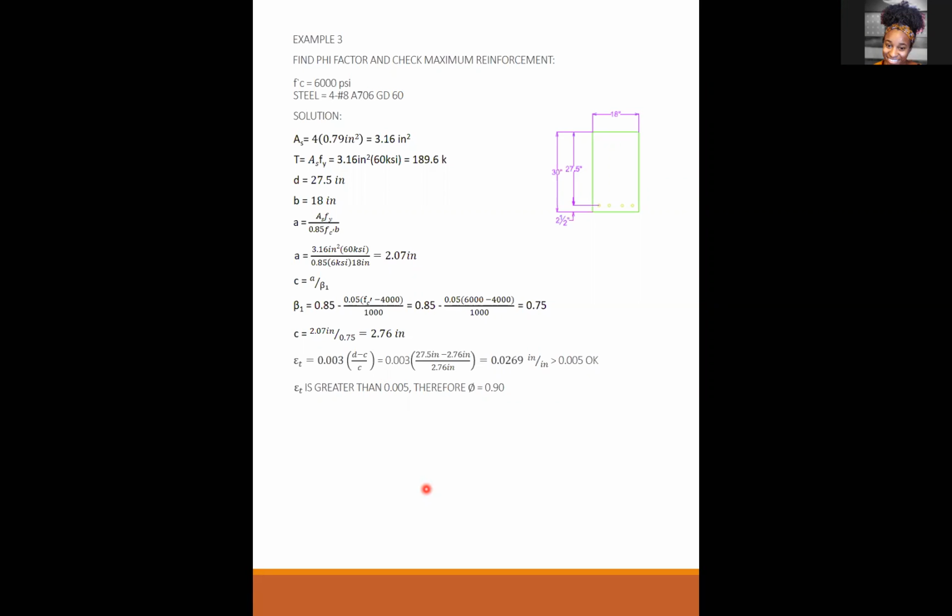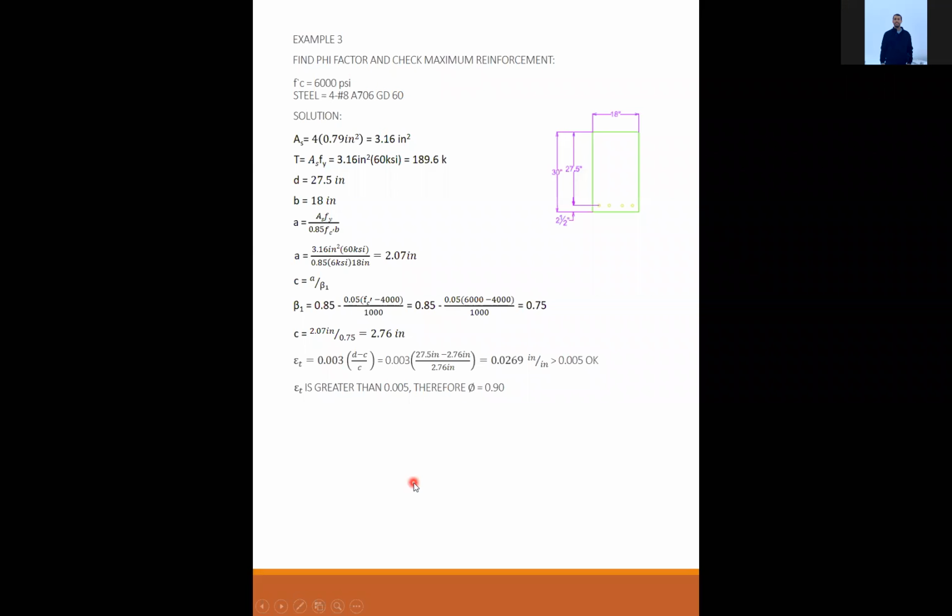Professor, that 0.003 d minus c over c, that was that similar triangles example, right? Or that what you showed us? Yes. So you don't need to do the similar triangles every time. This relationship is valid, so you can just use this equation.